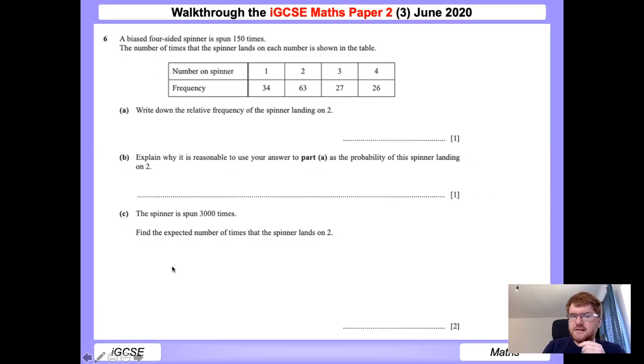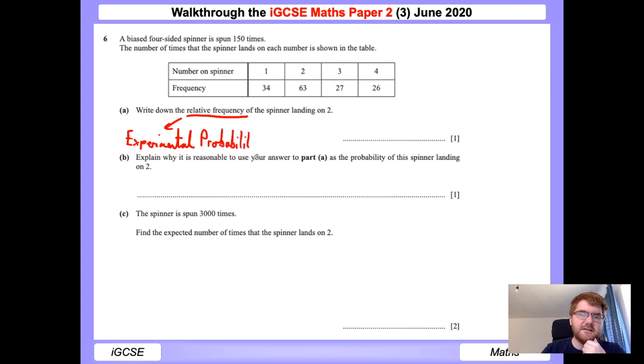Okay, question 6. So a biased four-sided spinner is spun 150 times and we're given a relative frequency table. Okay, this is a term that students often forget what this means. So relative frequency basically means the same as experimental probability. It's another phrase for the same thing.